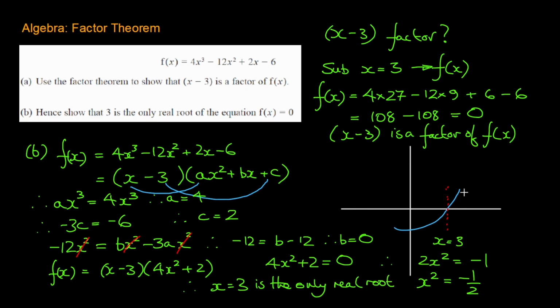And indeed, this curve, I don't know whether I've drawn it anywhere near correctly, going from negative to positive, but no, this point here is the only point that the curve crosses the x-axis. There are no other real roots. And that's the answer.